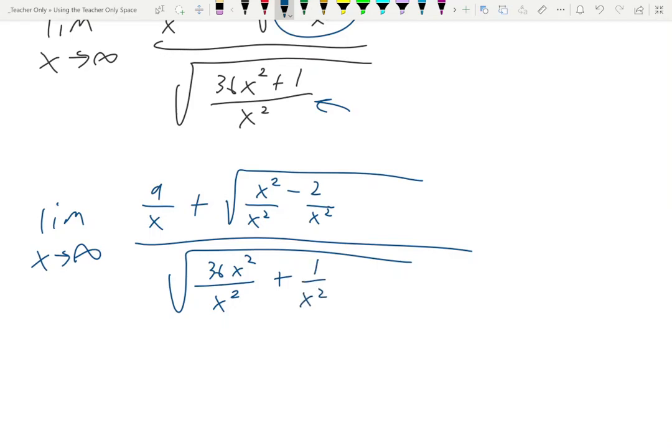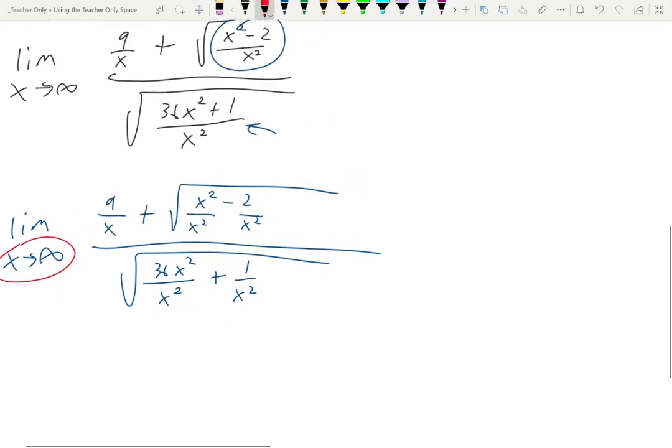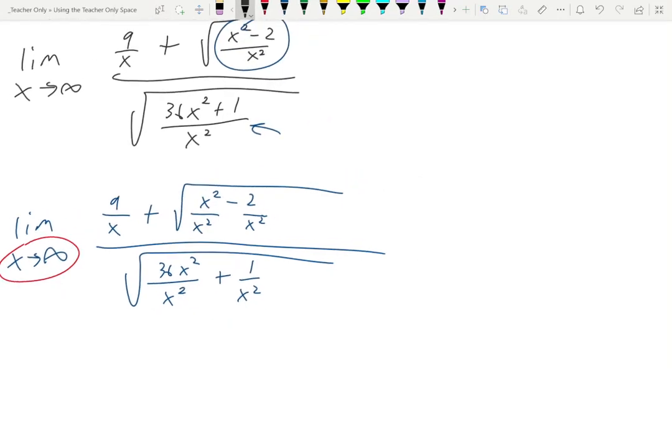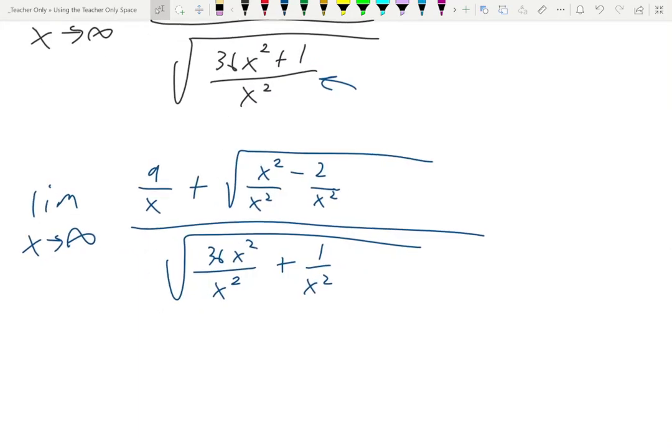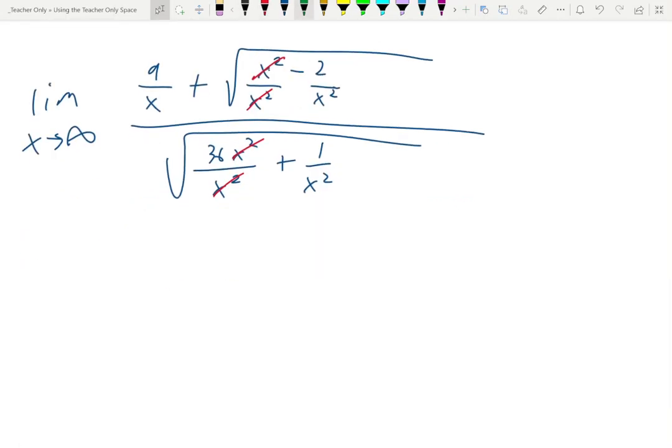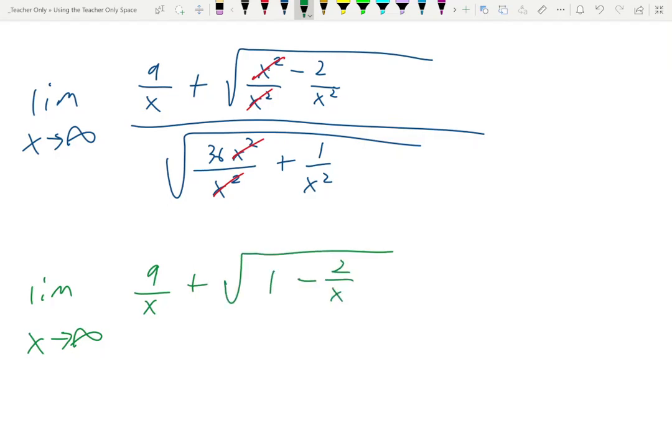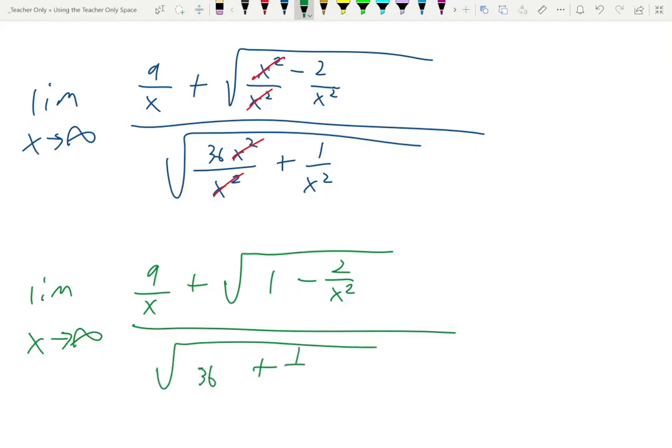Okay, now the neat thing at this point, here's where the big little logic kicks back in. We're going to substitute infinity into everywhere we have an x. And, oh, actually, let's do one more step. We'll make this a little more clear. You could do it here, but let's just do a simplifying. X squared divided by x squared, we know that makes 1, right? So let's do one more little rewrite. So this is going to result in the limit as x approaches infinity of 9 over x plus the square root of 1 minus 2 over x squared, all over the square root of 36 plus 1 over x squared.